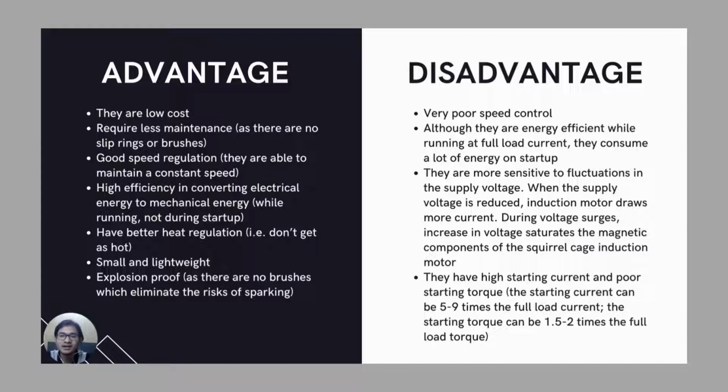Lastly, they have high starting current and poor starting torque. The starting current can be 5 to 9 times the full load current. The starting torque can be 1.5 to 2 times the full load torque.